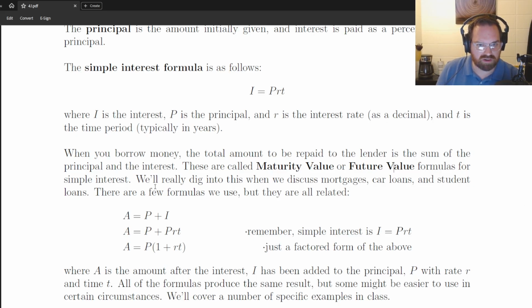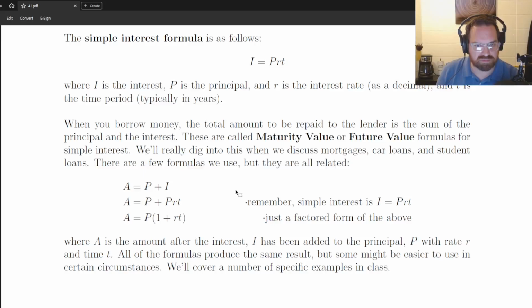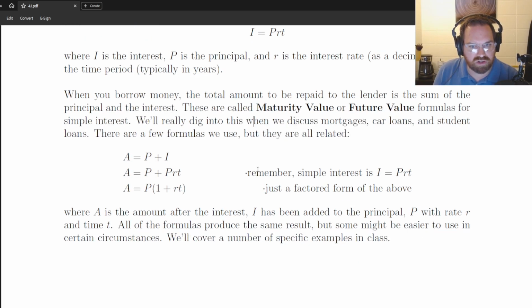So these are really crucial formulas for simple interest. Again, we're going to really dig into these when we talk about mortgages, car loans, student loans, all that kind of stuff here in this chapter over the next few sections. These are really the primary formulas that we use. These are all the exact same formula. They're just a few things changed out.